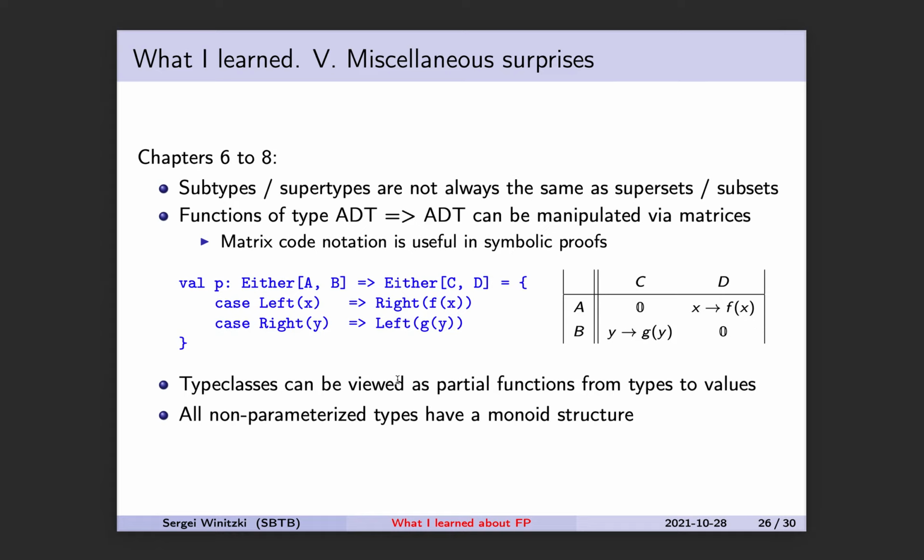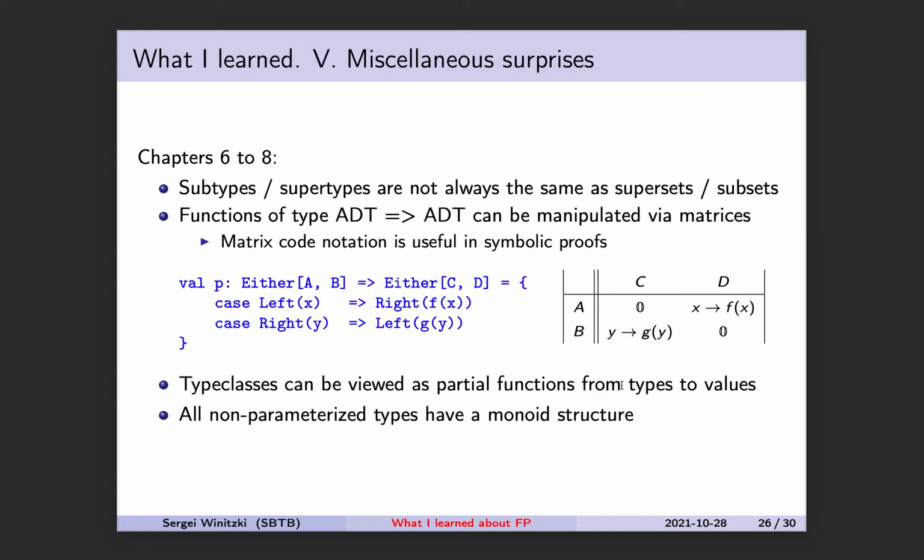Another thing I found is that type classes can be viewed as partial functions from types to values. So it's a function from type to value. It means it's a value parameterized by type, but this type is not allowed to be any type. It must be a specific set of types for which a type class instance is available. And so it's a partial function. It's not a total function from type to value. But this is a partial function that's safe to use, because if you use it incorrectly, if you use it on a type that doesn't have the type class instance, that's a compile time error.